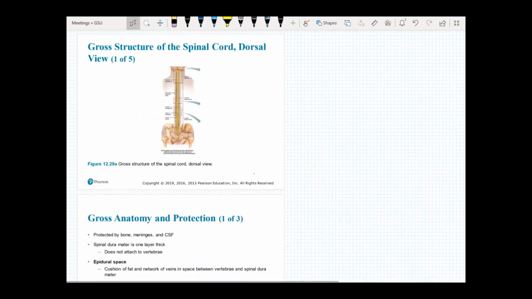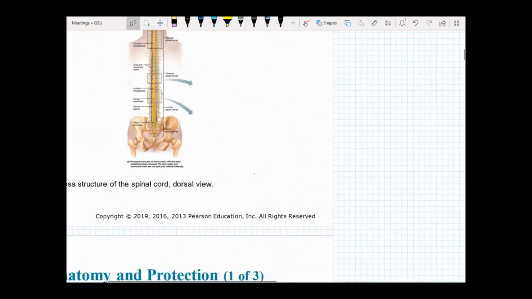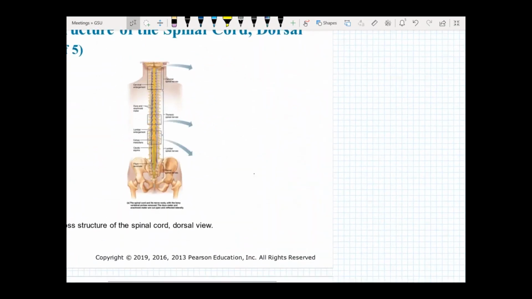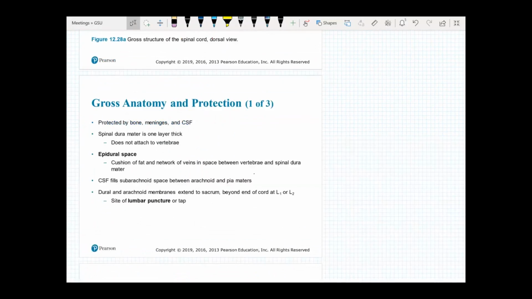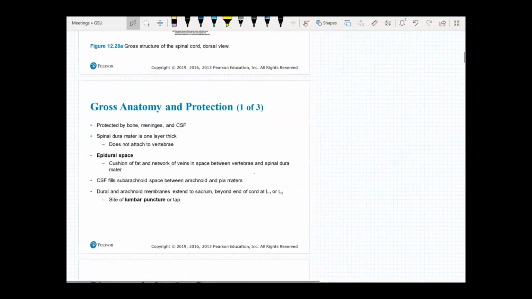So you can see here the gross structure of the spinal cord: it is traveling all the way down the center of the vertebral column right here. So when we say it's shorter, it does end right about this level at the lumbar region. So that's the spinal column. The gross anatomy of the spinal column continues. Since the whole thing is surrounded by the vertebrae, it's protected by bone.